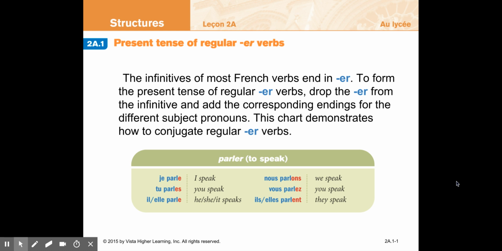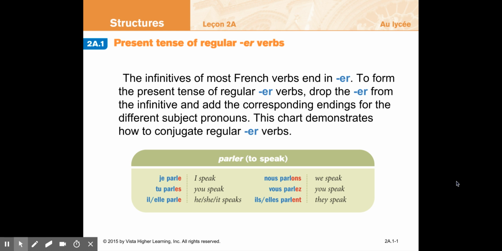The vast majority of ER verbs in French end in the letters ER. And to form that present tense, just a reminder, you have those three steps. Step one, you drop the ER from the infinitive. Step two, you find the ending that corresponds to the subject. And then three, add that ending to that stem of the verb. So this chart demonstrates how you're going to conjugate a regular ER verb.